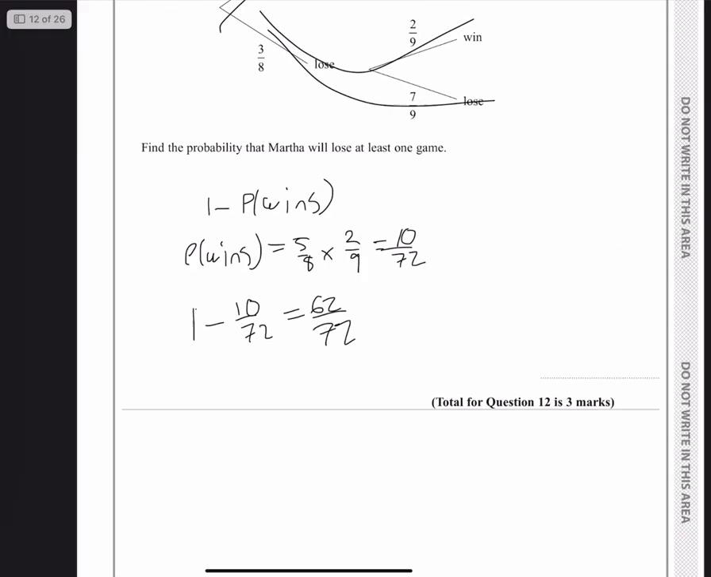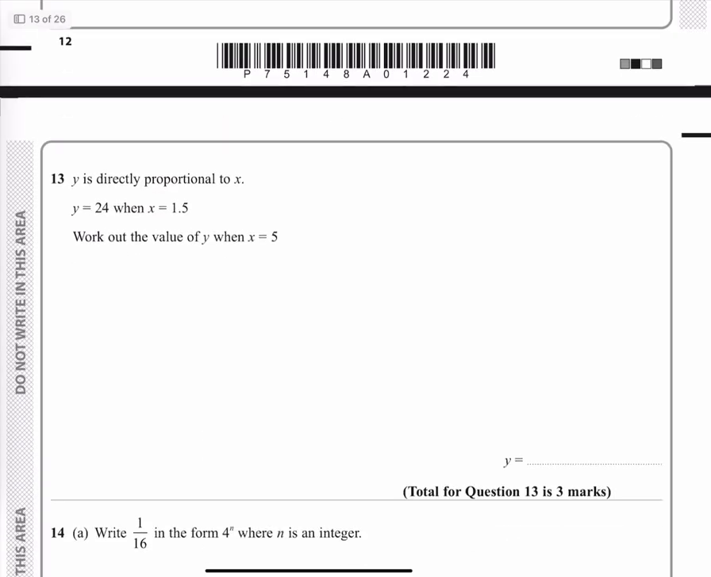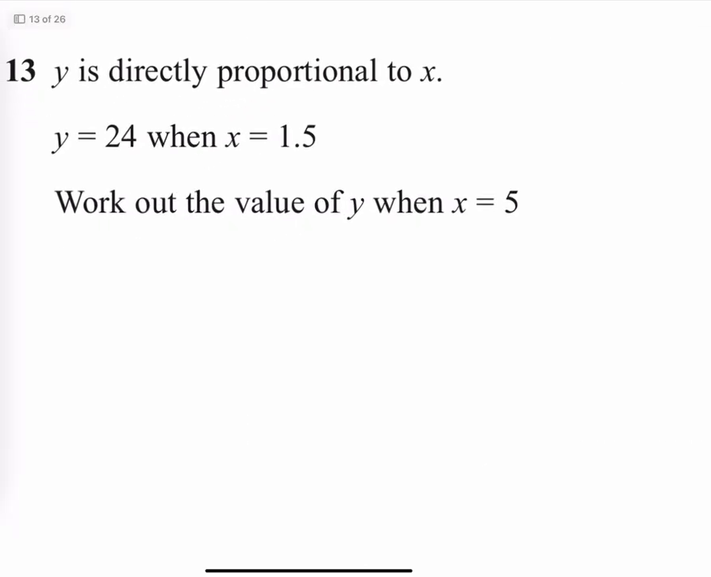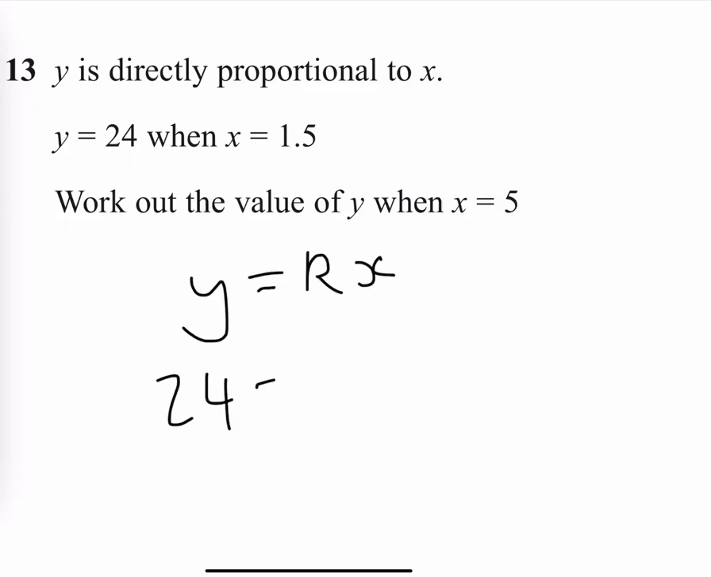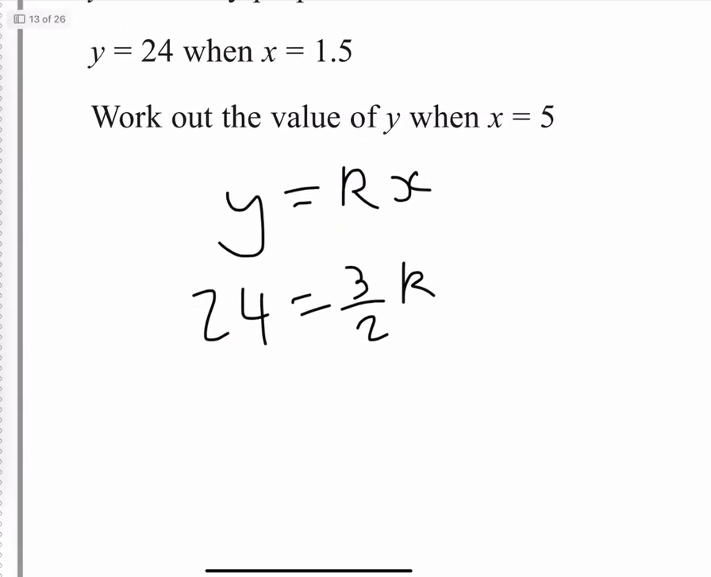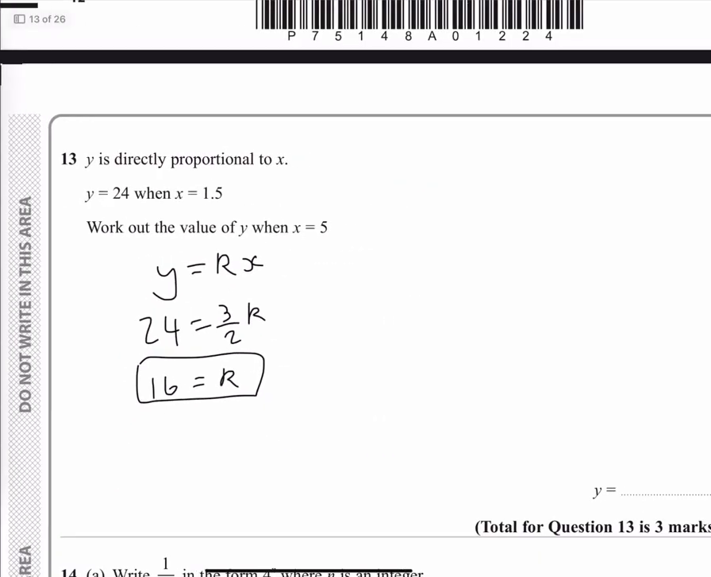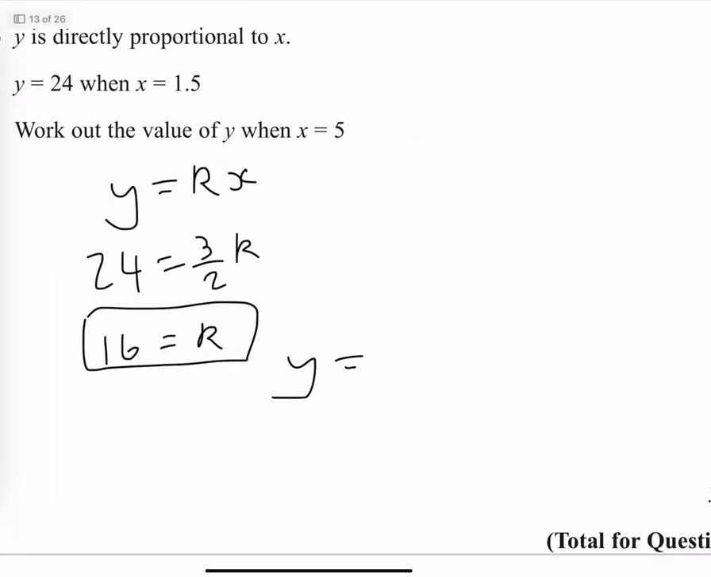Moving on. Y is directly proportional to x. Y is this when x is this, so y equals kx. 24 equals, I'm going to put it as the root of 2k, which would then give 16 equals k, yes? So when x is 5, y is going to be 5 times 16, which will give me 80.